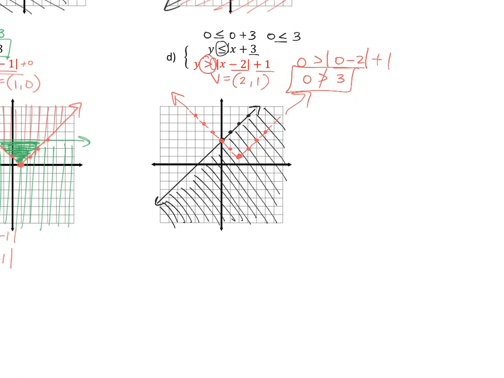So we're going to shade away from 0, 0 here, which means we're going to shade up here, right? Because 0, 0 is down here. That's false. So we're going to shade away from it, shade the opposite side. And what you notice is the overlap happens right here. So that is your solution.